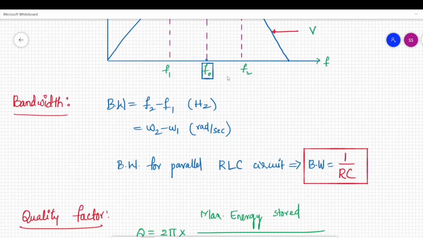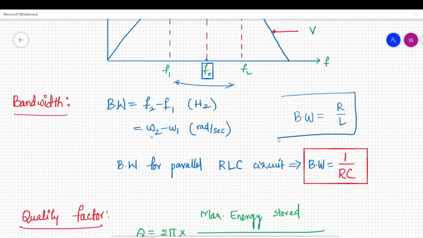Bandwidth is the difference between the two cutoff frequencies, f2 minus f1 or omega 2 minus omega 1. For parallel circuits the bandwidth is equal to 1 by RC, and for series circuits it is R by L.